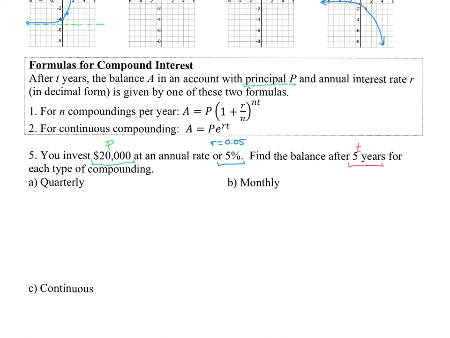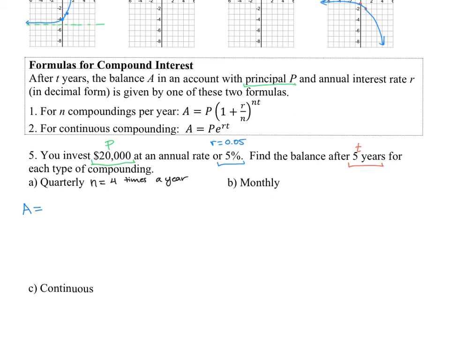For each type of compounding, they're going to give you 3 scenarios. The first scenario is quarterly. Quarterly, you divide the year into 4 pieces, so it's compounded 4 times a year. Then we'll see how much money you would make after 5 years. I'm just going to plug it into the formula, and then you're going to put it in your calculator. You have to be really careful with the parentheses.